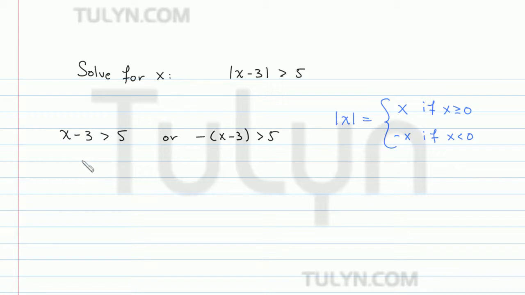So now simplifying on the left, we want to add a 3 to each side. So we have x is greater than 8. And so that part's done.